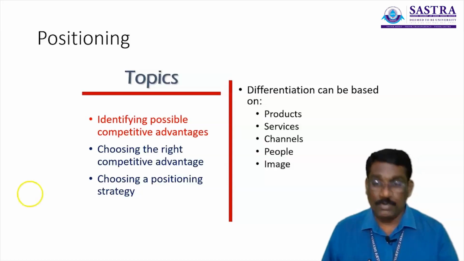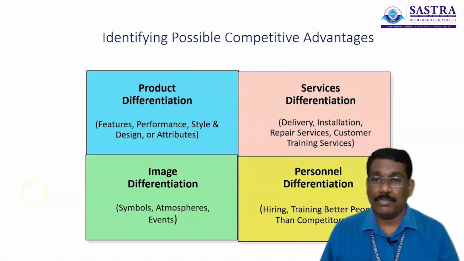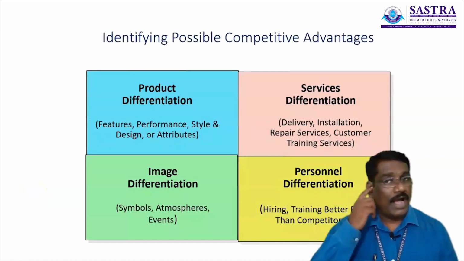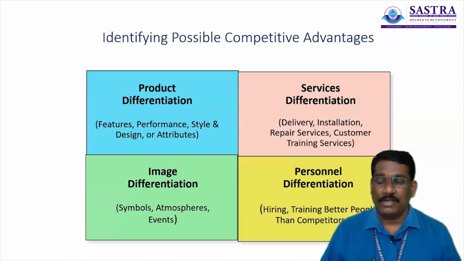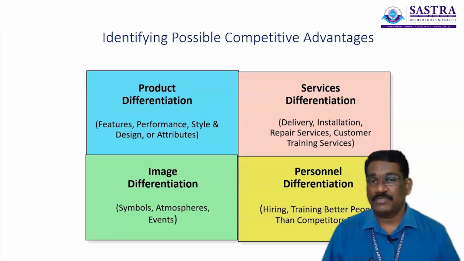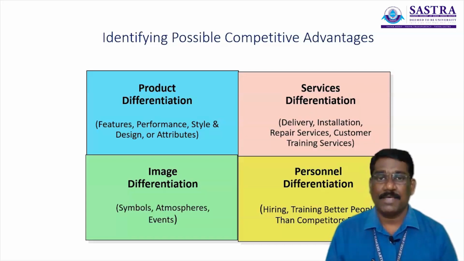Let's move on to the next one, choosing the right competitive advantage. So identifying the possible competitive advantage, as I told you, you have product differentiation. You have features, performance, style, design, and attributes. I can talk about features like the Apple iPhone, which has many features. That's why none of the competitor mobile manufacturers can get near to the Apple phone because of the great iOS operating system.